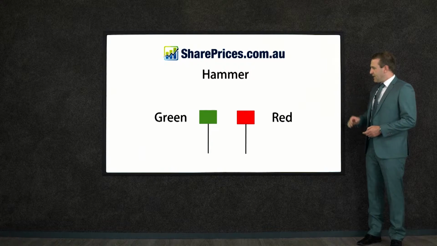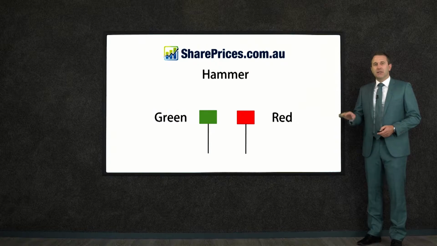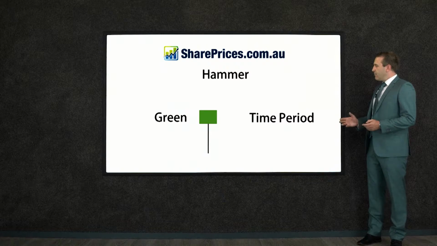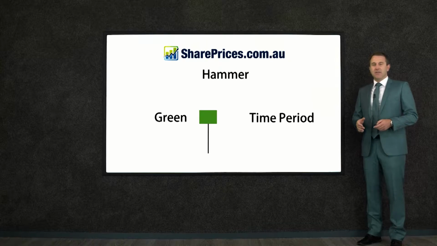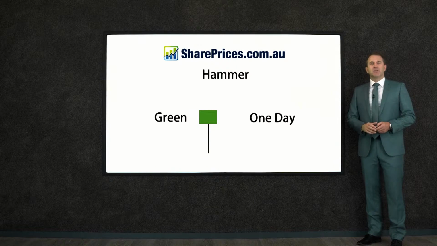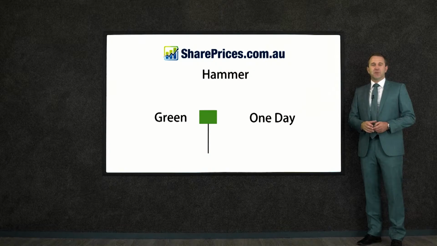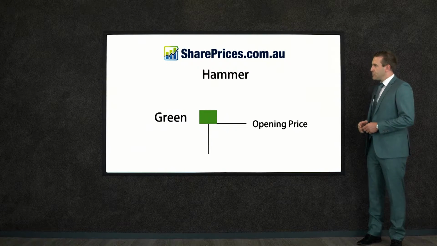And here's the red candlestick. So same again, very small body and one long wick to the bottom of the body. Now every candlestick is always a representation of a designated time period. And on this occasion, it's going to be a one-day candlestick, meaning this candlestick represents 1 day's worth of share price movement from market open to market close. Now let's have a look and see how it travels throughout the day.